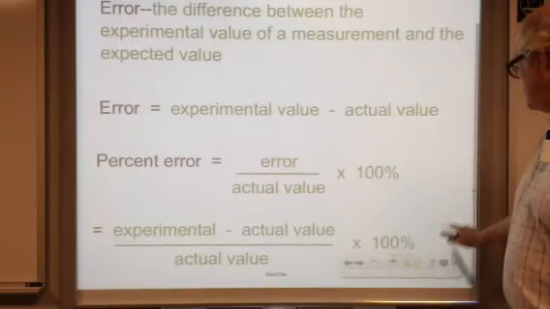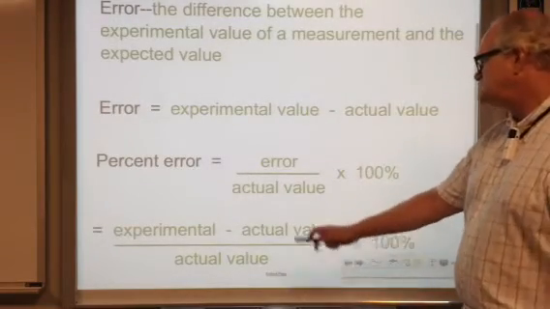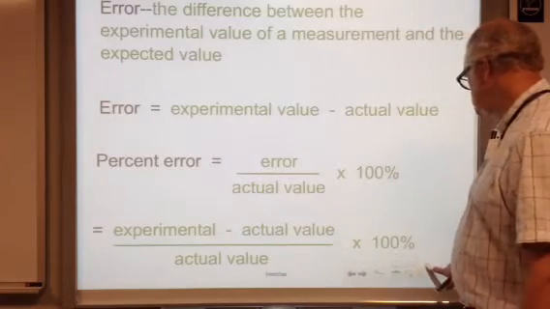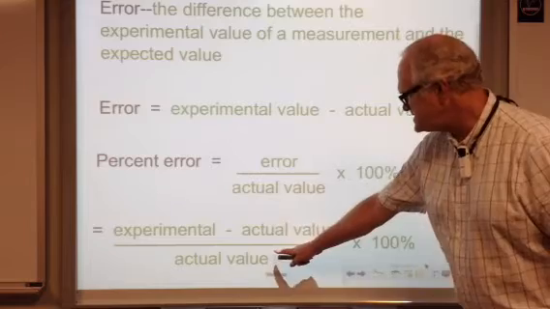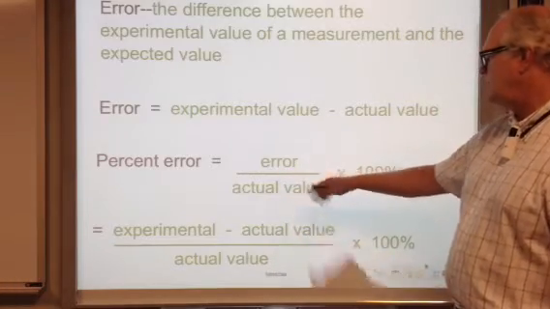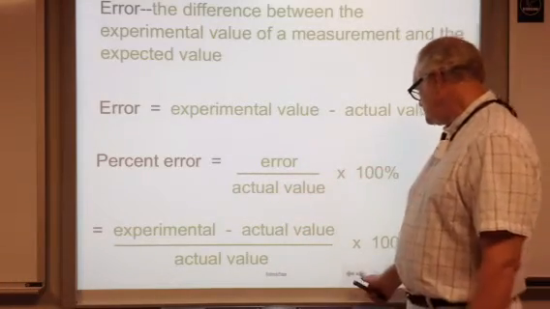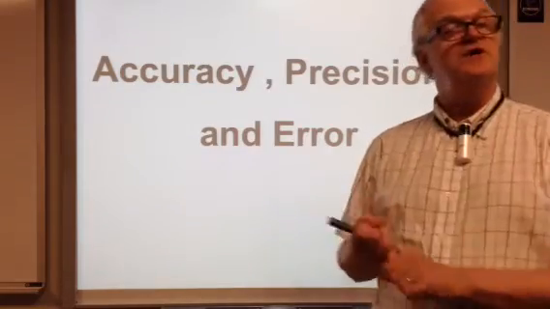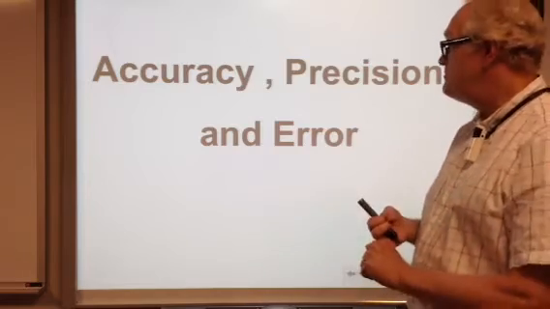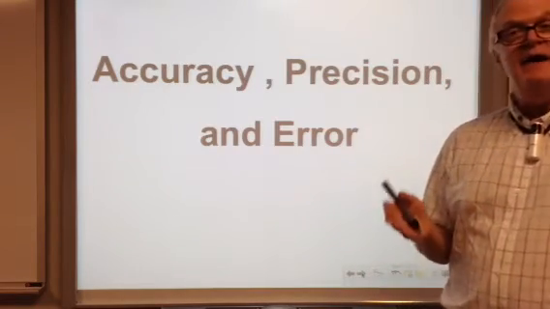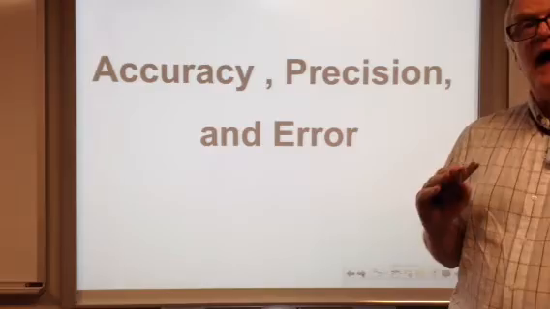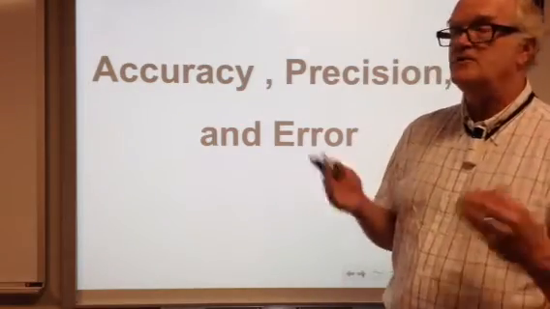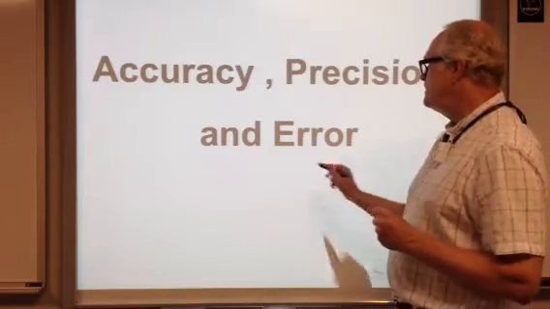So here's a formula for the percent error. Experimental minus actual over actual times 100%. So this is this rewritten in another way. Okay? All right. So now we've got some ways that we can describe our measurements. Was a single measurement accurate? Was a group of measurements precise? And if something was accurate or not accurate, we can put some numbers on it to describe and help us compare from experiment to experiment.